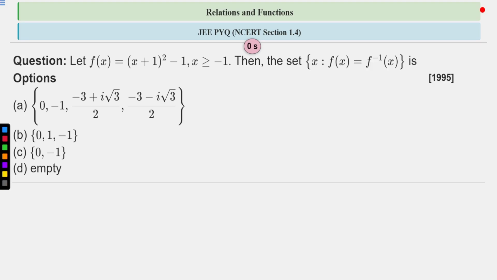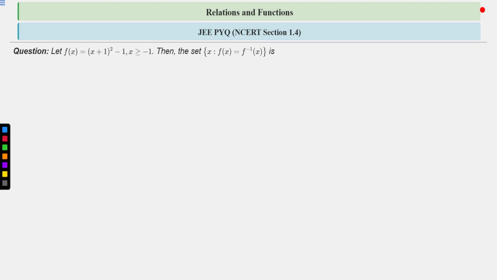Okay, let us move to the solution part. The question was: let f(x) = (x+1)² − 1 when x ≥ −1. Then we need to find the set of x in which f(x) equals f inverse x. The correct option is option C, 0 and −1. Option C is correct. So let us move to the solution part.